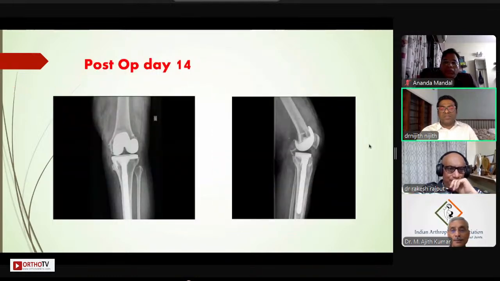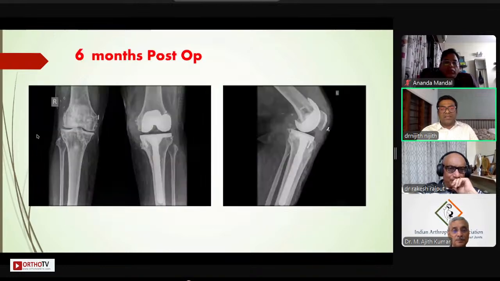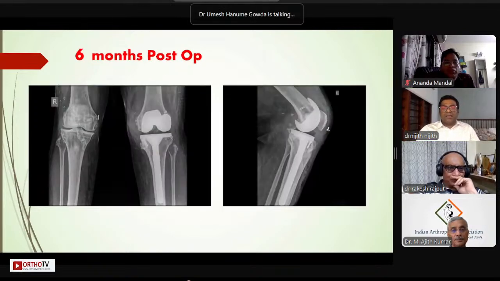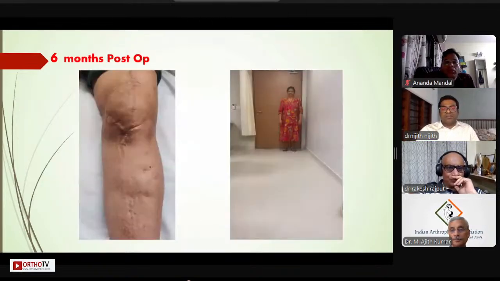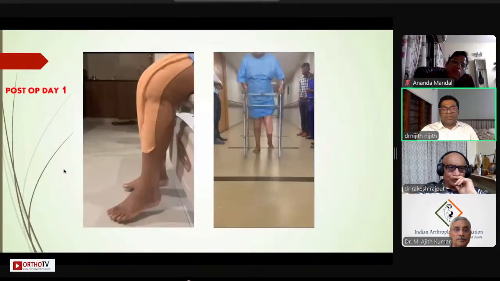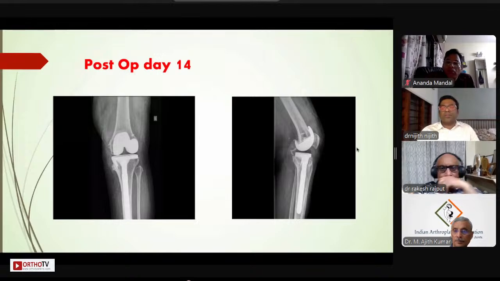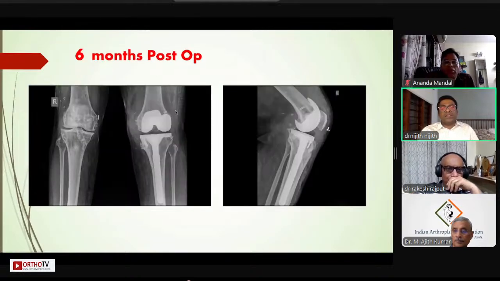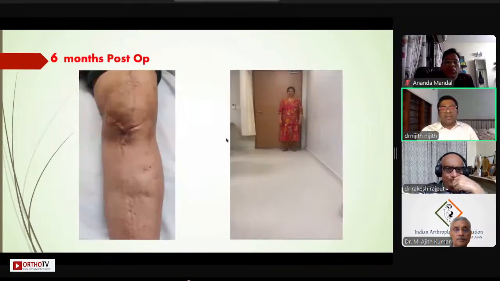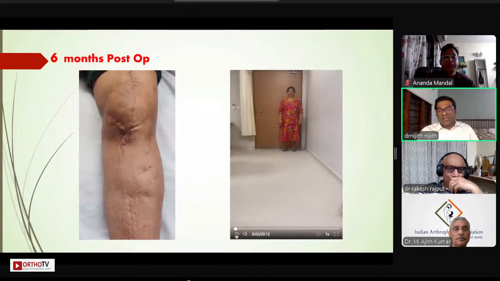Get going. This is what the post-op X-rays are. This is the immediate post-op. This is the post-op X-ray after the suture removal. And this is the 6 months follow-up post-op X-ray. And this is the surgical scar, the midline scar, which I incorporated with one of the previous scars. And this is how she is working after 6 months.